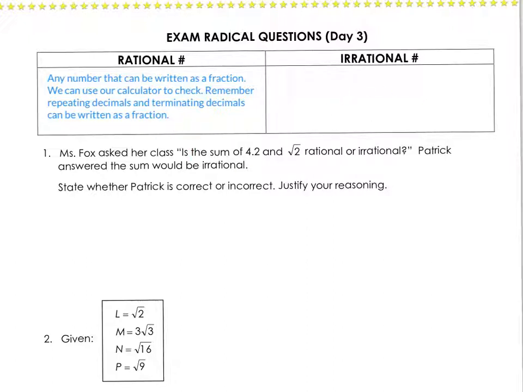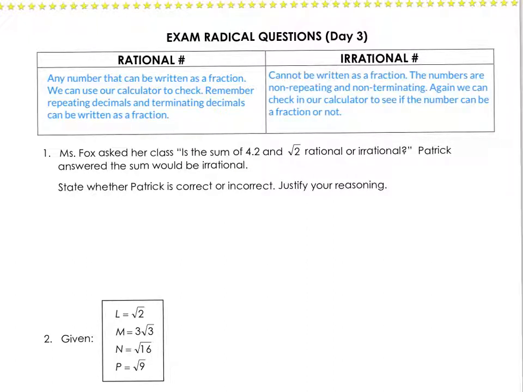Irrational numbers, on the other hand, cannot be written as a fraction. So the numbers are non-repeating and non-terminating. Again, we can check in our calculator to see if the number can be written as a fraction or not. And we do that by using MathFrac.